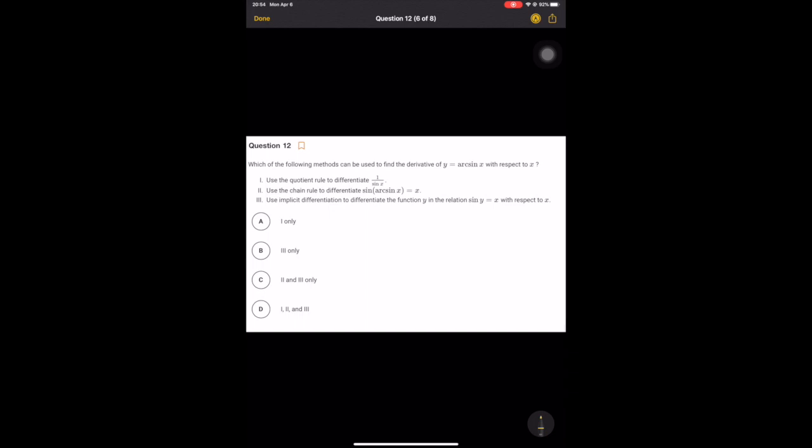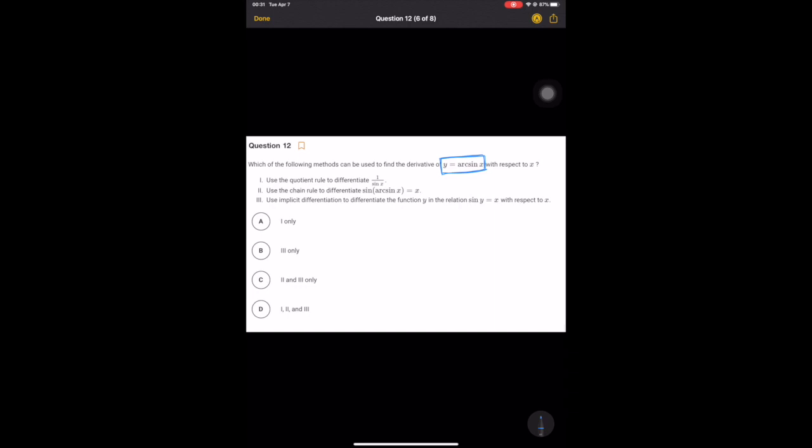Okay, boys and girls, here's number 12. Which of the following methods can be used to find the derivative of y equals arc sine of x with respect to x? Use the quotient rule to differentiate 1 over sine of x, use the chain rule, or implicit differentiation. If you remember, we spent some time deriving the derivatives of the inverse trig functions, and they had to do with those triangles or using the identities. So we'll review that right now.